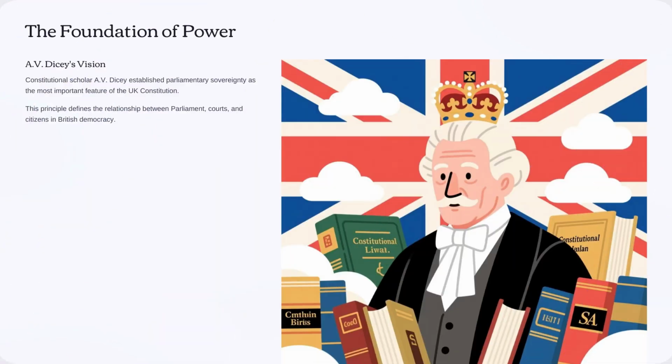The foundation of power. A.V. Dicey's vision. Constitutional scholar A.V. Dicey established parliamentary sovereignty as the most important feature of the UK Constitution. This principle defines the relationship between Parliament, courts, and citizens in British democracy.